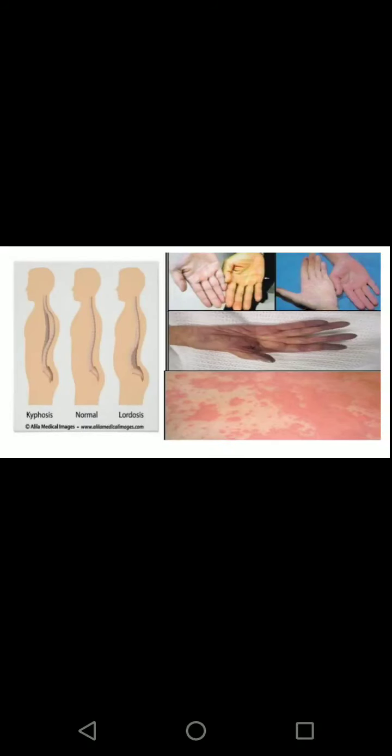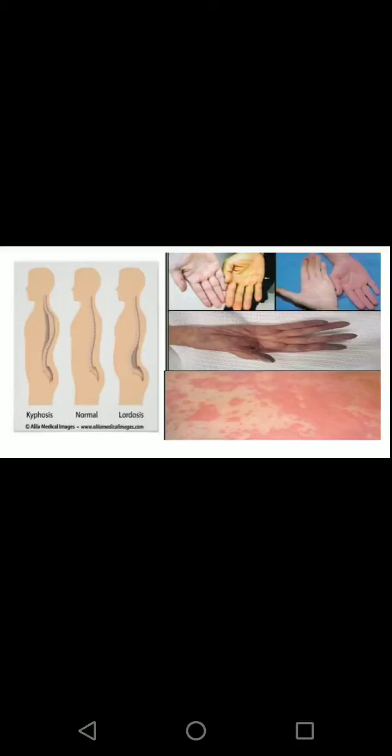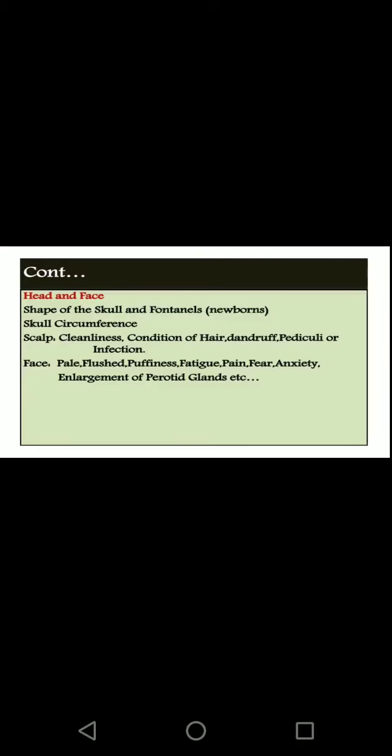These are the skin conditions, and this is kyphosis, normal and lordosis. You can see pale skin or patchy skin discoloration. Then head and face. Shape of the skull and fontanelles; usually we see these things in newborns. Skull circumference, scalp cleanliness, condition of hair, dandruff, pediculi or any kind of infection you can see.